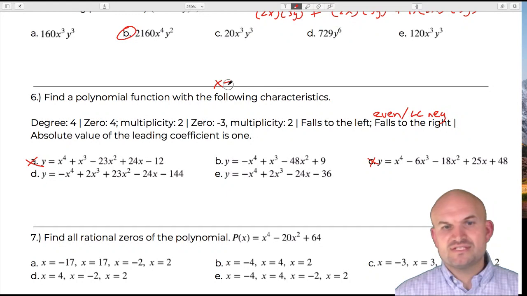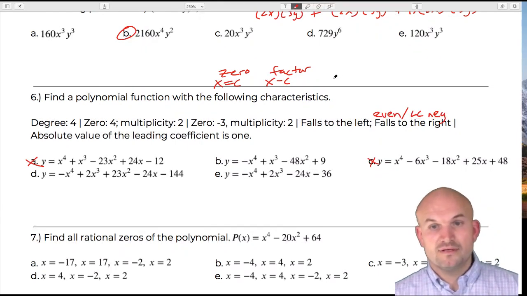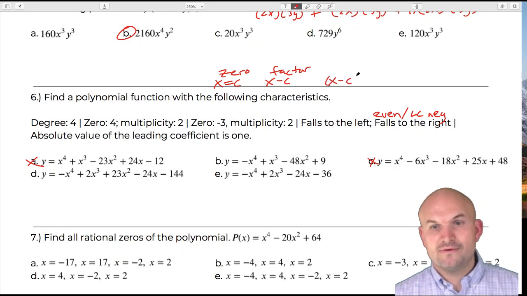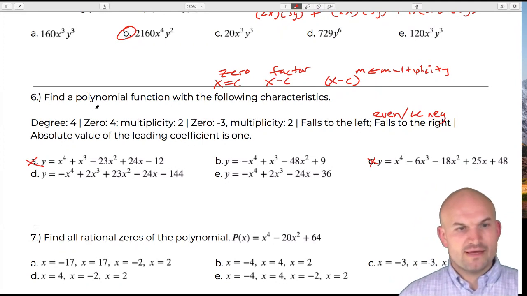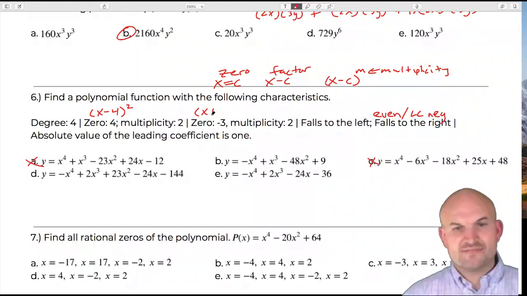The next thing, let's go and write all the zeros as factors. Remember, if x equals c is a 0, then x minus c is the factor, right? And remember, the multiplicity would be the exponent m on x minus c. So those are things you're going to want to remember for this. So if you have 0 as x equals 4, that means we're going to have x minus 4 as the factor raised to a power of 2. With this, the factor would be x plus 3 raised to a power of 2.